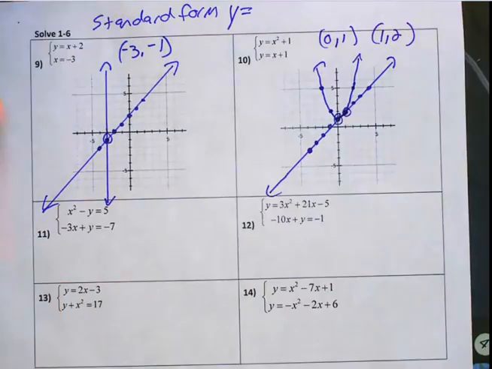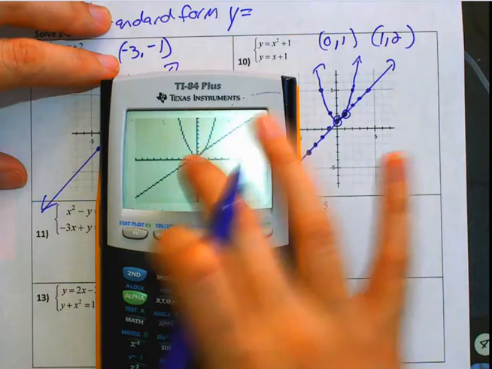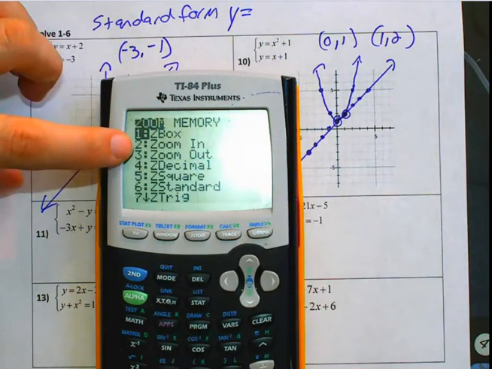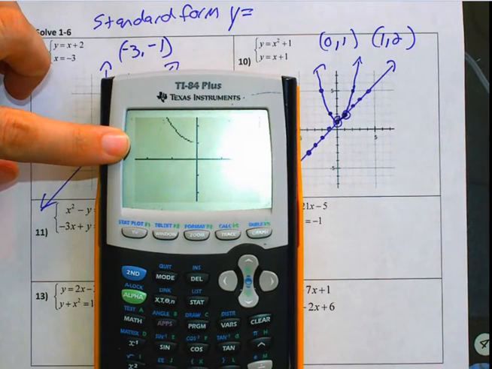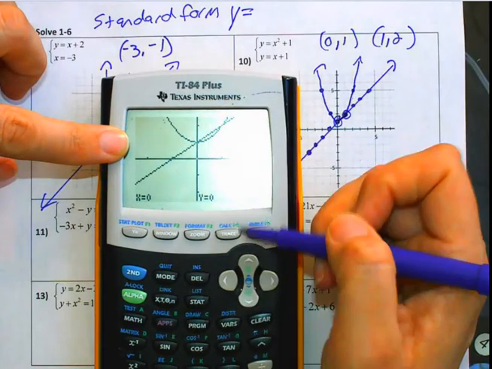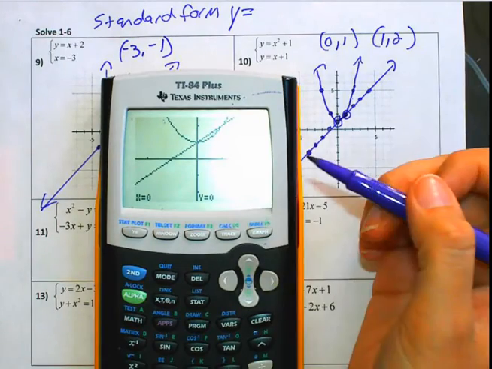Now, if you look at the calculator, you kind of can't tell that there's two intersections, but if you zoom in, you can see there are two distinct intersections for this particular problem. Okay, so if you're not sure, zoom in, make sure you're getting both intersections.